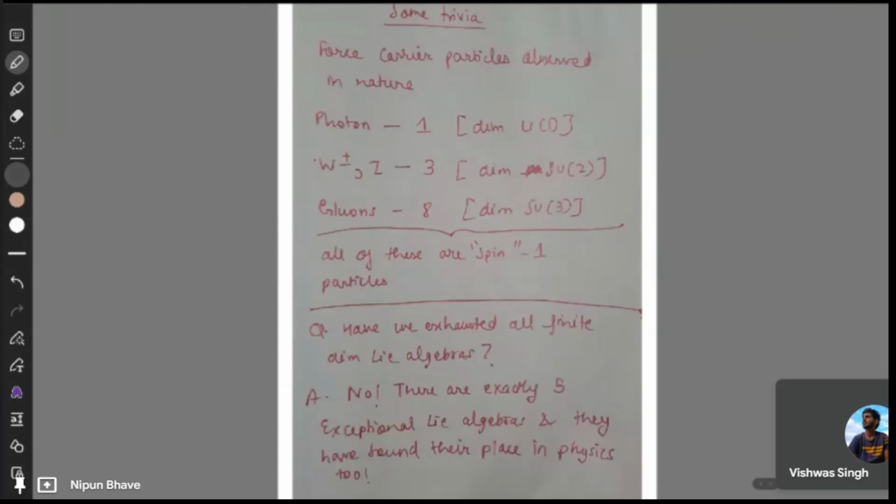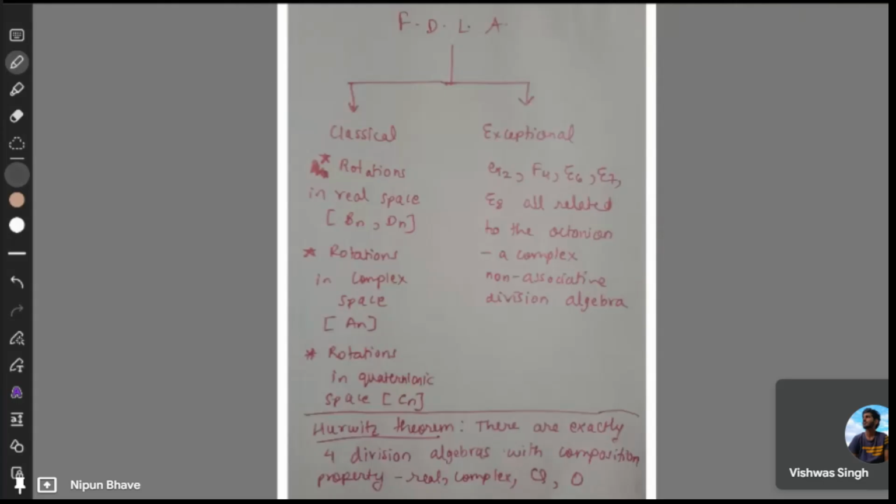So I have already talked about these things, W plus minus, Z, photon, gluons and all these things. And I told you already that apart from these four infinite families of Lie algebras, you have five of them which do not fit in this classification, and these are the exceptional Lie algebras. And as I said, they have found their place in physics. So this is actually the last slide that I have, because this is part one and I don't want to put all the jargon here.